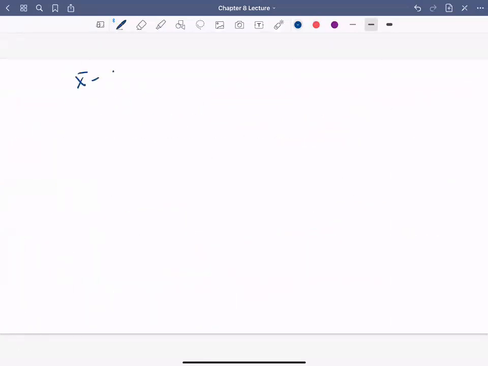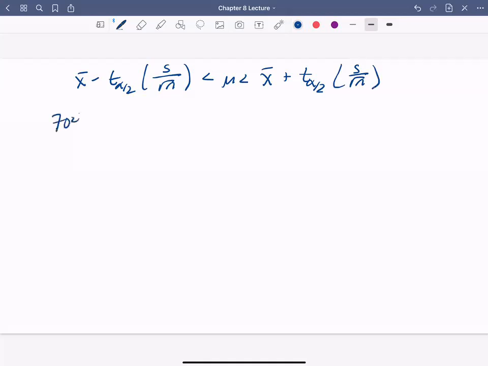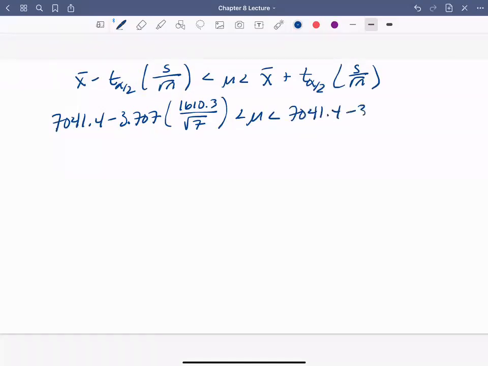Go to our awesome formula. We're going to plug in our values. Our x bar was 7041.4. Our t value was 3.707. s is 1610.3, our sample standard deviation, divided by the square root of our sample size, which was 7, less than mu, less than 7041.4 minus 3.707 times 1610.3 divided by the square root of 7.